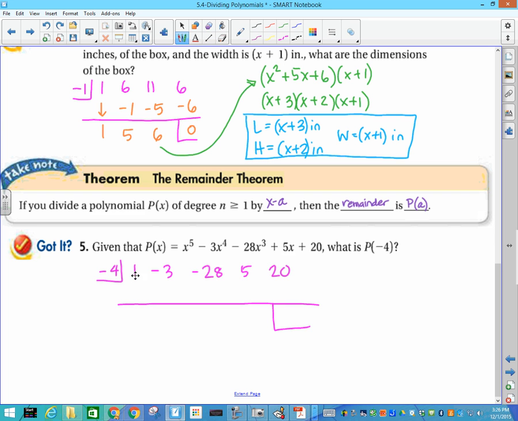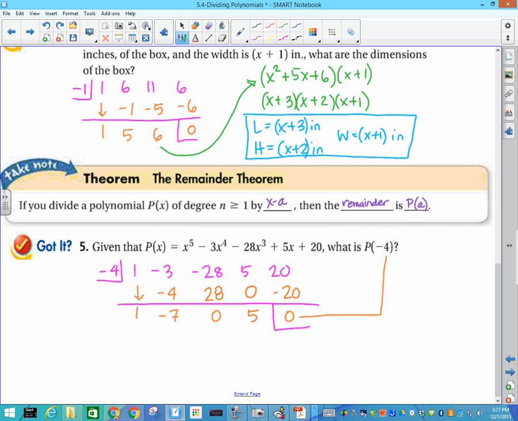And this is what my remainder is. So I'm going to carry down my 1. Negative 4 times 1 is negative 4. Negative 3 plus negative 4 is negative 7. Negative 4 times negative 7 is positive 28. Add those, I get 0. Negative 4 times 0 is 0. 5 plus 0 is 5. Negative 4 times 5 is negative 20. And when I add those, I get 0. So this is my remainder.